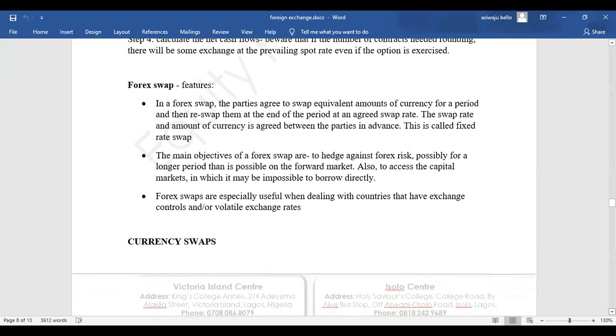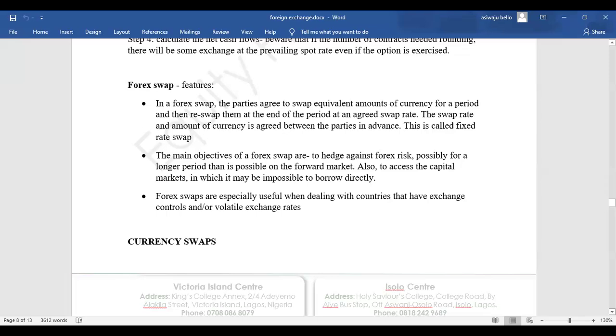Under currency swap, Bank of Industry will transfer dollar loan to CBN. It will now obtain Naira loan from CBN. That means the two parties swap currency. The loan in dollars has been transferred to CBN. CBN will now return Naira loan to Bank of Industry.